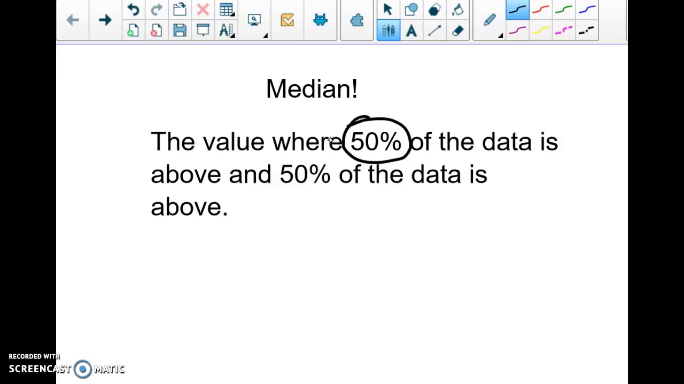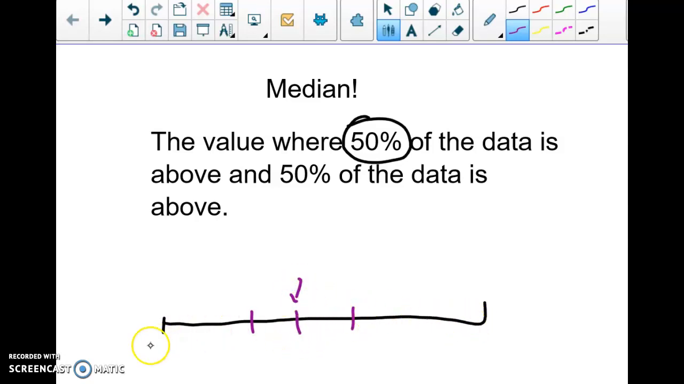So if I have a line, and on that line I have three different clumps. This value right here would be the median because 50% of the data is above that, 50% of the data is below that. And we can keep on clumping.